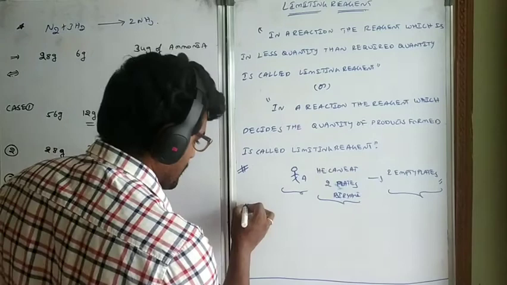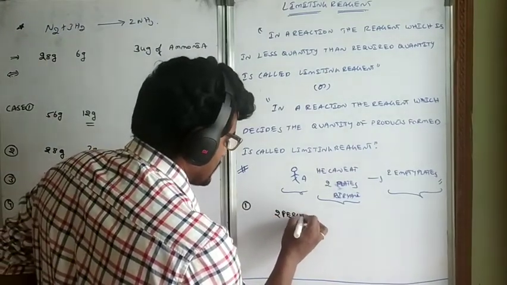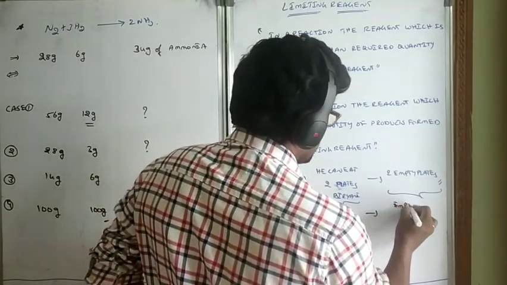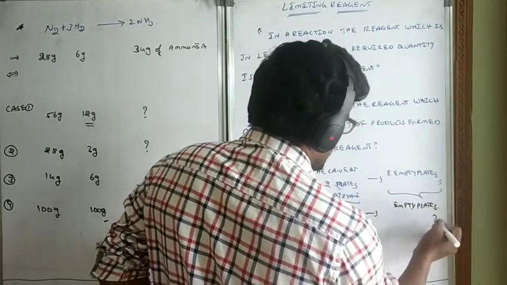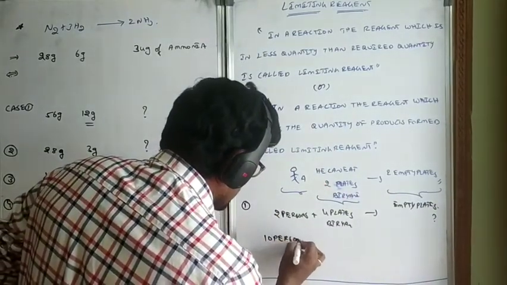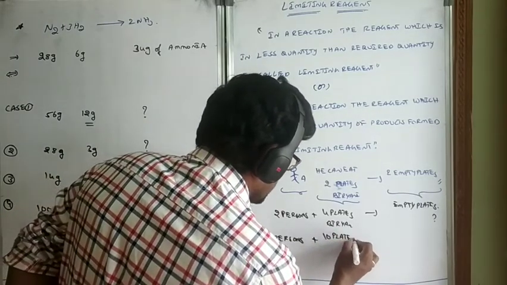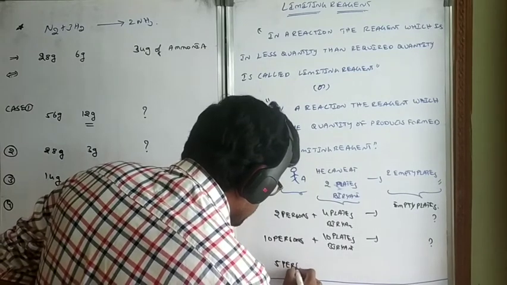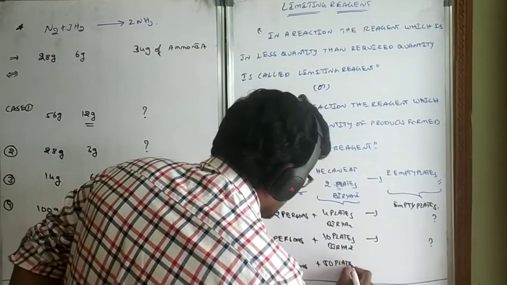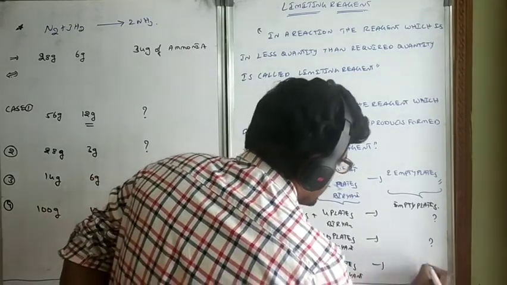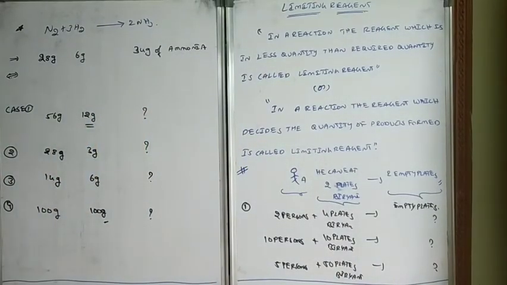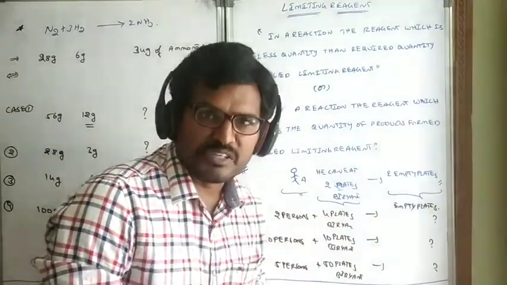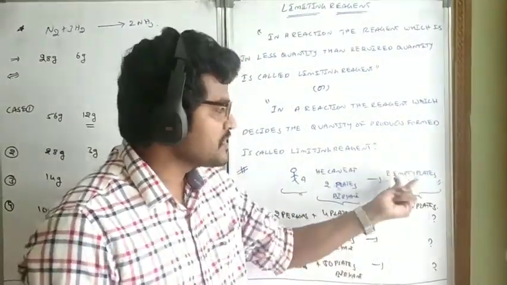Let us take different conditions. In case 1, 2 persons are there and 4 plates of biryani. How many empty plates will come? In another case, 10 persons are there and 10 plates of biryani. How many empty plates will come? In another case, 5 persons are there and 50 plates of biryani. How many empty plates will come? If you see this problem carefully, one person eats 2 plates of biryani and keeps 2 empty plates. This is the reaction and this is the result, which you can call the product.